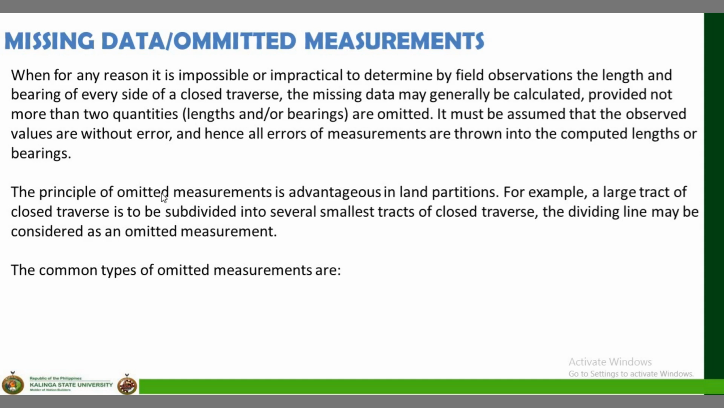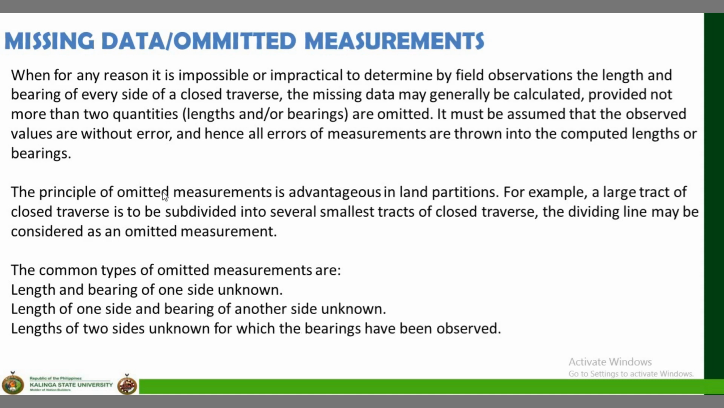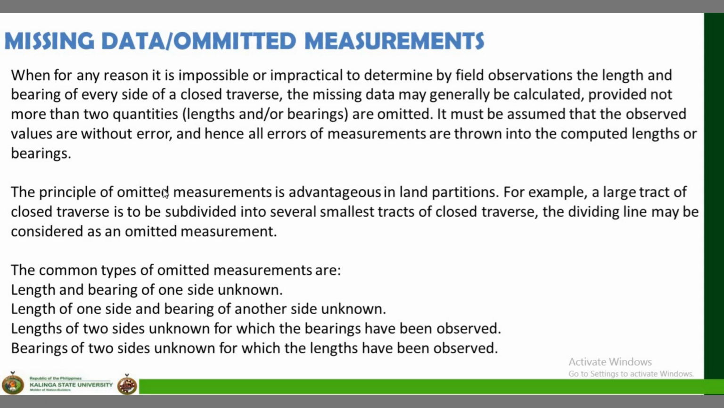When we say adjoining lines, kumbaga magkadikit sila. And so, there are common types. We have the length and bearing of one side unknown. This is under case 1. Again, case 1, length and bearing of one side unknown. Case 2, length of one side and bearing of another side unknown. Case 3, lengths of two sides unknown for which the bearings have been observed. And case 4, bearings of two sides unknown for which the lengths have been observed. So, i-discuss tayo ang 4 cases one by one.